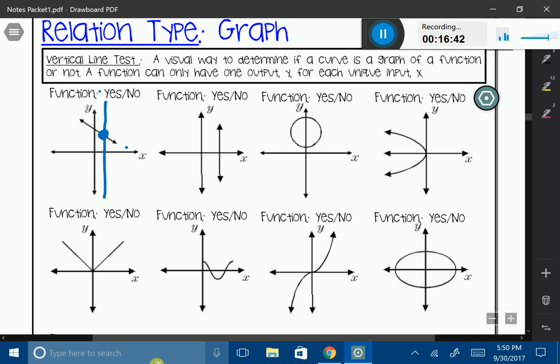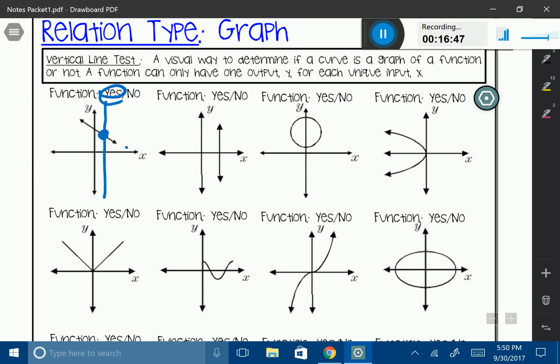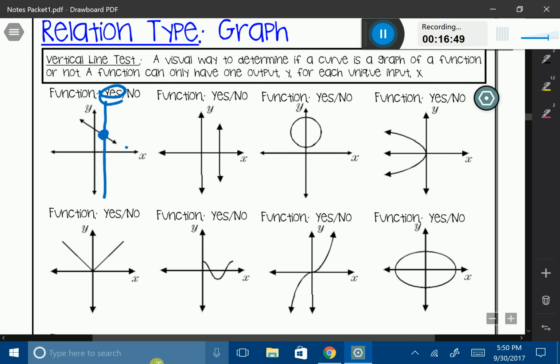Okay, let's go ahead and look at another one. Let's look at this one. Let's go ahead and draw a vertical line right on top of my function. This is kind of a tricky one because if we look at it, as it is going down that equation, it is crossing that line in multiple places, and therefore it is not a function.